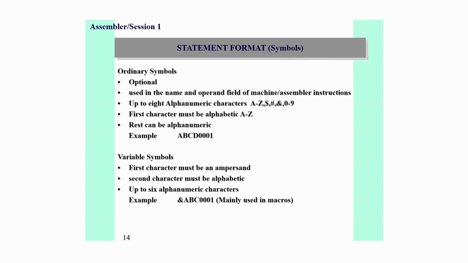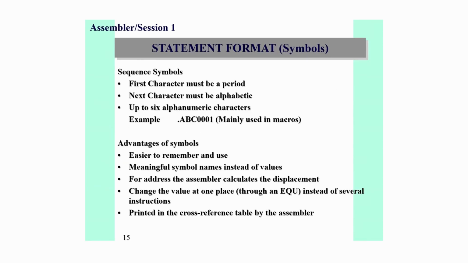Sequence variable symbols, sequence symbols and all, we will see later. They are used for macros. A macro is some kind of a subroutine, which is used to generate assembler instructions. Most of the common utilities will be coded as macros, so you don't have to code them yourself. You can make use of the macro, which will generate the assembler statements instead of you coding them. So you'll see it later.